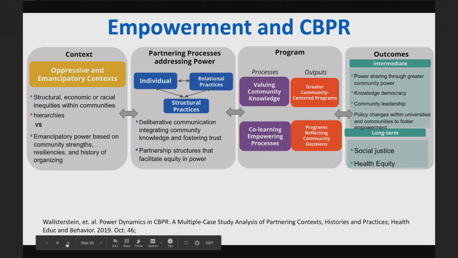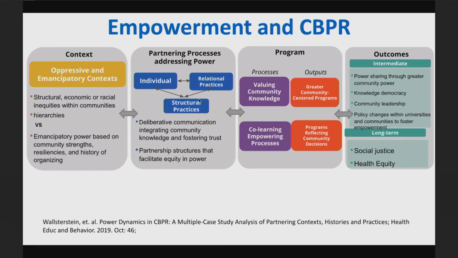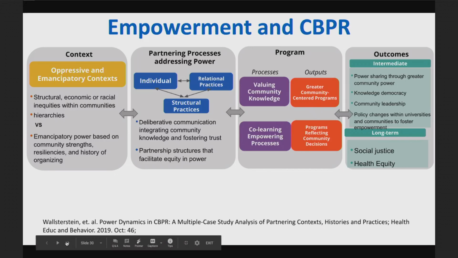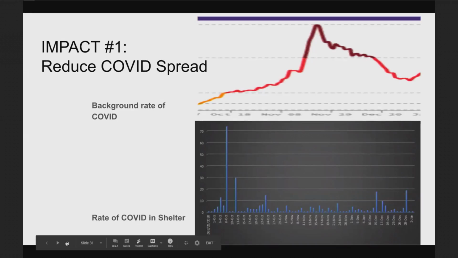We had these practices. If you look at empowerment and CBPR, this is an article by Wallerstein. A lot of the things I just talked about, like emancipatory power in the context, deliberative communication and partnering practices, valuing community knowledge and co-learning processes for these social justice and equity outcomes, is how you measure these things. So here are the different impacts we had.